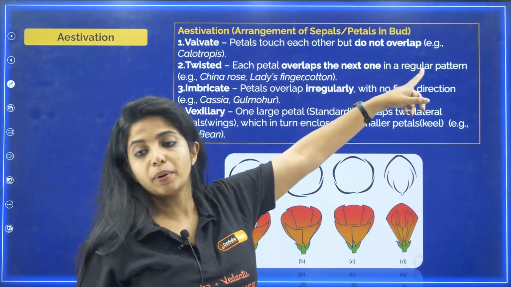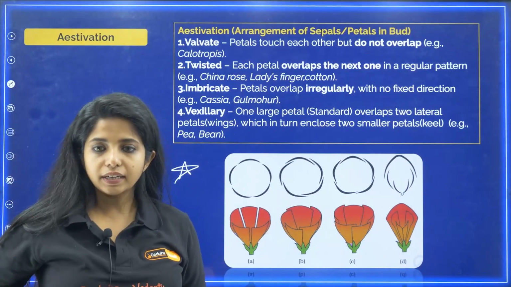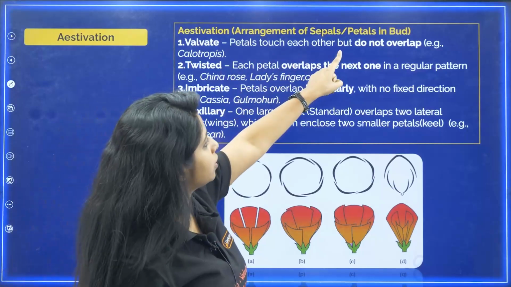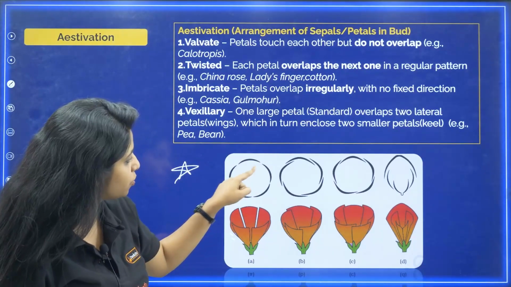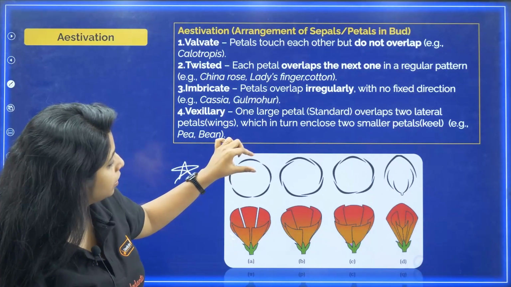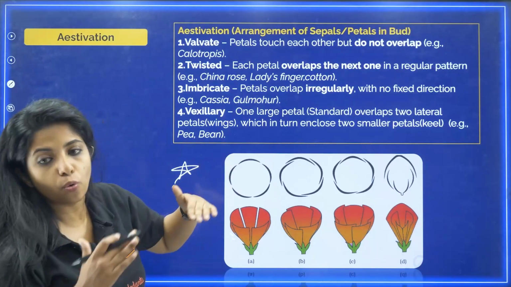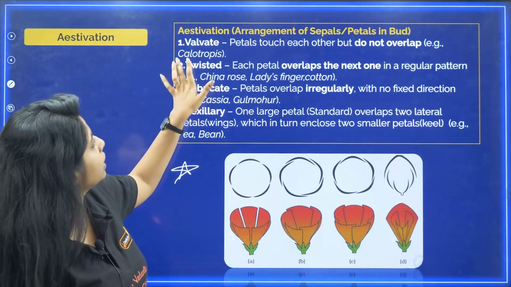Arrangement of sepals and petals in the bud, my dear children. So valvate is when the petals touch each other but do not overlap. As you can see over here, the petals are touching, and this is how it is represented. They are touching at the tip, but they are not overlapping. They are separate. This is found in Calotropis.